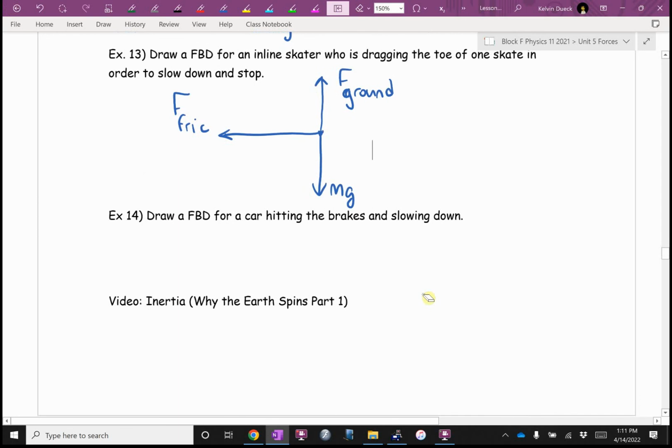Example 14 says, draw a free body diagram for a car hitting the brakes. Okay. I can do that. What are the forces acting on it? Get the obvious one. Everybody. Good. Is the car sinking into the ground like quicksand? Is it flying here like Superman? So I know the ground is pushing up. Let's pretend the car is driving to the right and it's slowing down. If it's driving to the right but it's slowing down, which way is it accelerating? Which way must there be an unbalanced force?